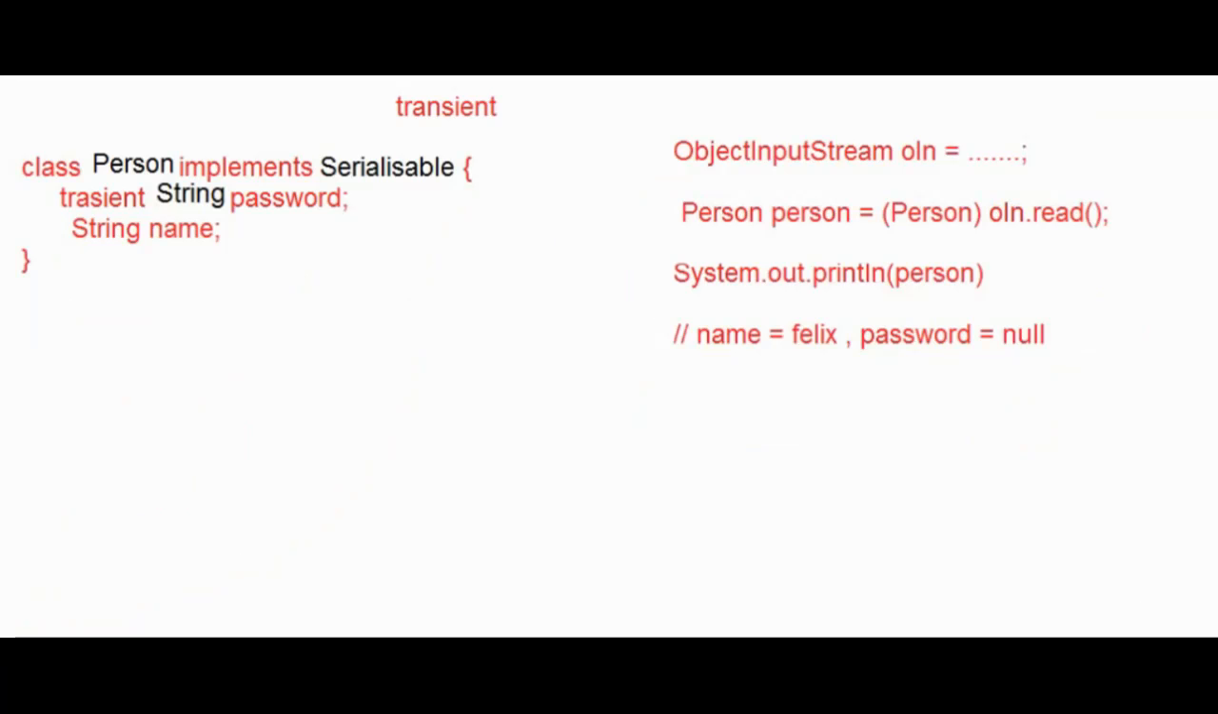Next keyword is the transient keyword, which prevents a property of an object from being saved to persistent storage. So if you look at a property like password, if it is saved into storage, then it is easily hackable. So you can use the transient keyword to make this property not be saved to storage, but the name property can be saved to storage.